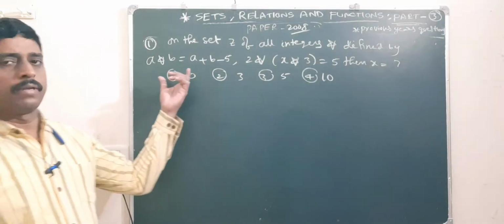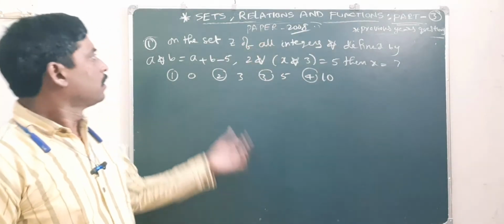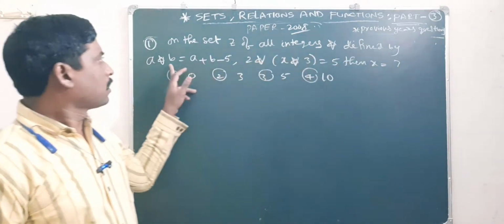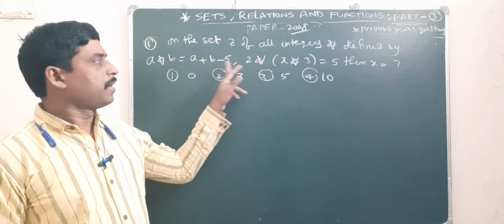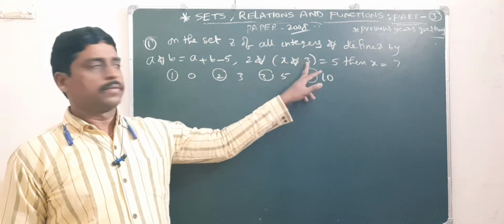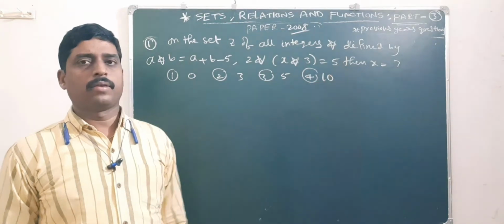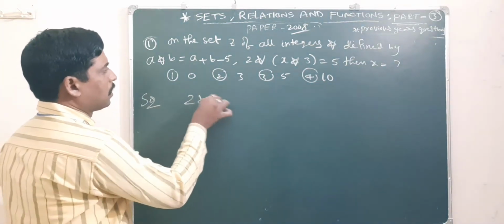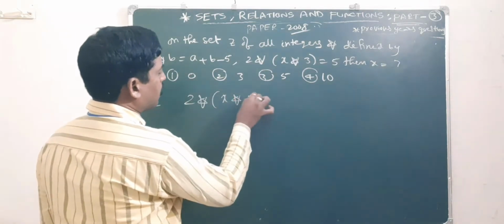So now let us explain question number 1 in the 2008 paper. On the set Z of all integers, star is defined by a star b equal to a plus b minus 5. Then 2 star of x star 3 is given as 5, find the value of x. So what is given? 2 star x star 3 is given as 5.